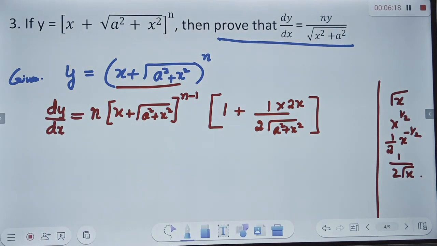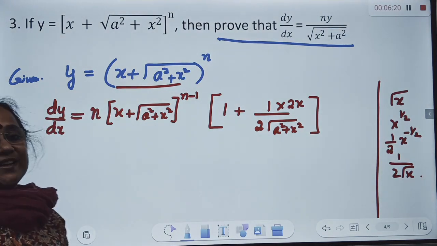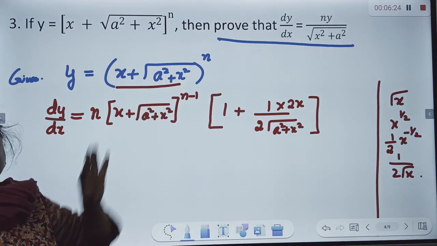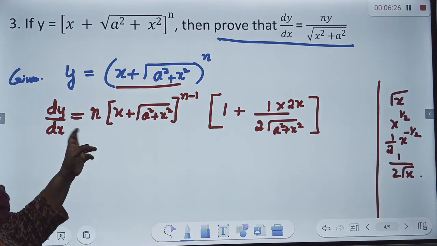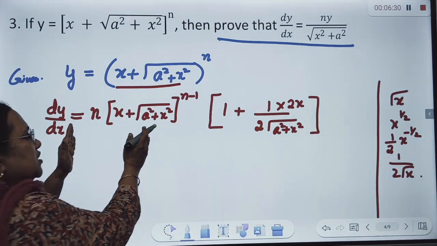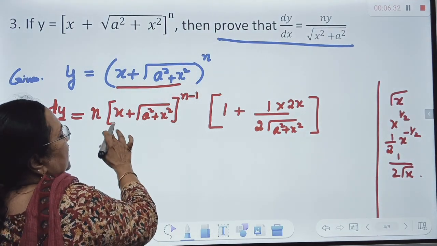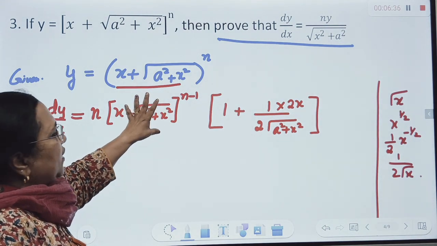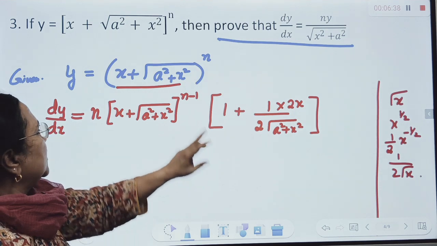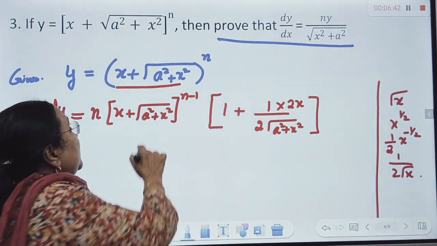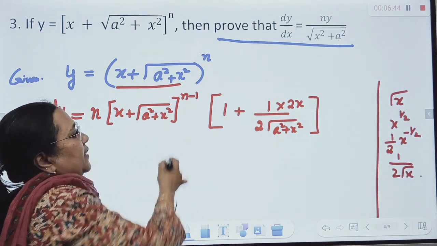Are you able to follow? I'm applying chain rule here. This is of the form x power n. So when I differentiate x power n, I get n x to the power n minus 1 into derivative of what is within the bracket. Derivative of x is 1. Derivative of root of any quantity, root x, is 1 by 2 root x. So 1 by 2 root of a square plus x square into derivative of what is within the bracket, right?